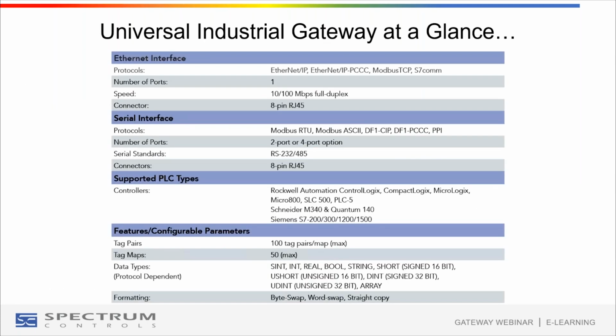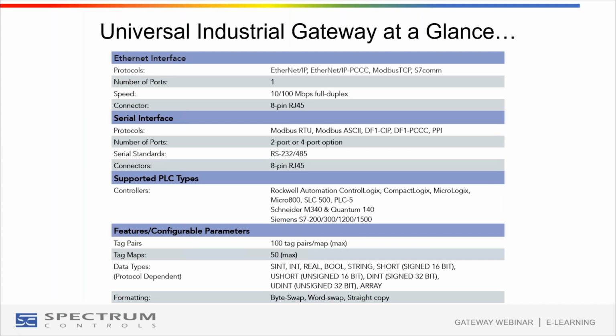From a datasheet perspective, a single Ethernet port currently supports up to 4 Ethernet-based protocols simultaneously. The serial interface supports 5 serial-based protocols on either the 2 or 4 serial port option. Note that each serial port can be configured individually to support any of the 5 serial-based protocols, meaning you can have 4 serial protocols communicating on a single universal gateway.